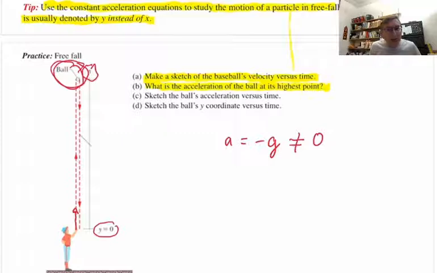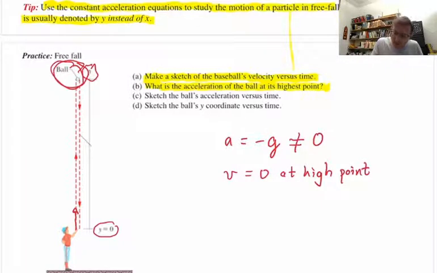What kinematic quantity is equal to 0 at the highest point? Do you know the answer? The velocity is equal to 0 at the highest point. For just one instant in time, the velocity is equal to 0, because for that one instant in time when the baseball's at the highest point, it is momentarily at rest. Okay, that's another good physics question. At the high point of the motion, the velocity is 0, but the acceleration is not.